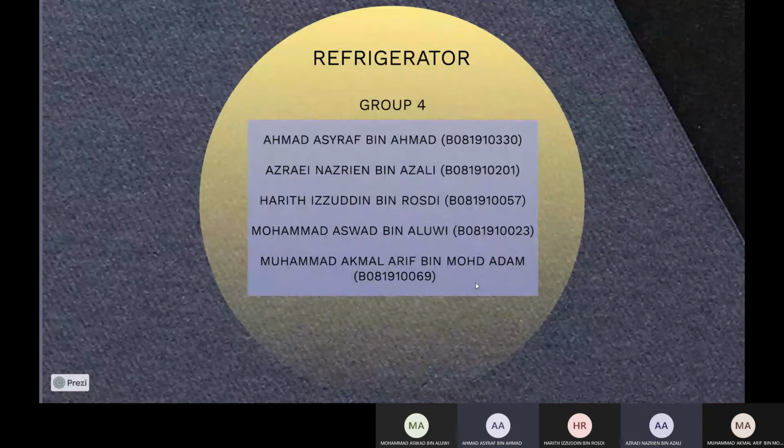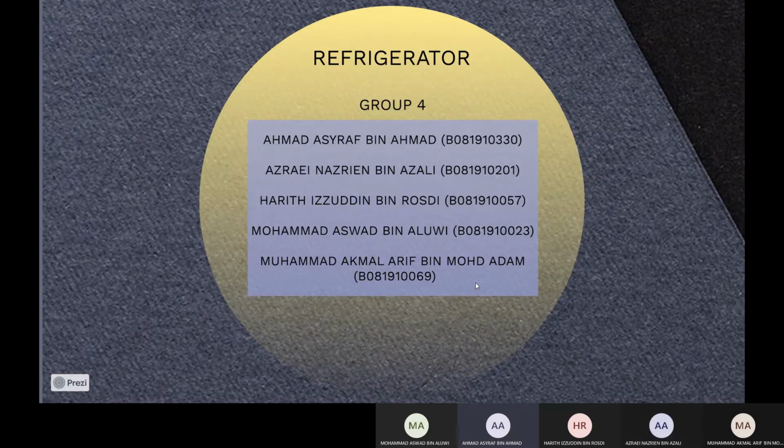Assalamualaikum warahmatullahi wabarakatuh. So today we will present for the subject thermodynamics and heat transfer. Our topic is refrigerator, and this is our group member from Group 4.